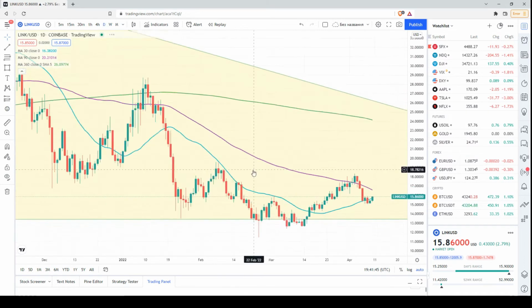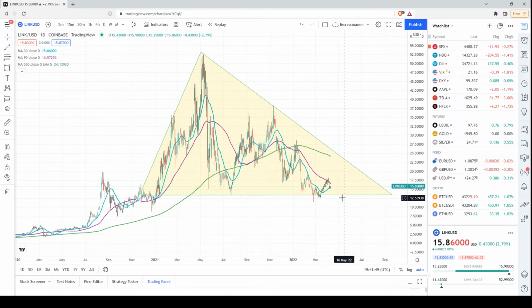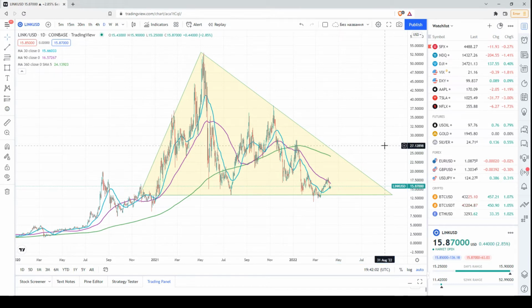Next, this is the daily chart. Let me remind you that we've been following this descending triangle. So that was the first wave, then the second wave, the third wave, the fourth wave. Let's hope that this is the fifth wave. So let's wait and see what happens. I just wanted to mention once again this triangle.